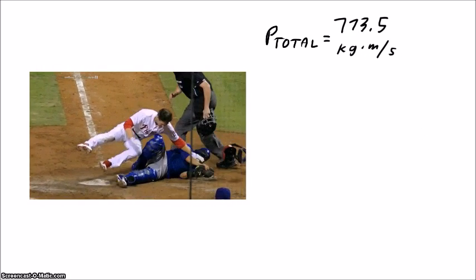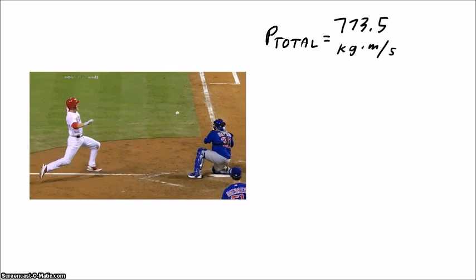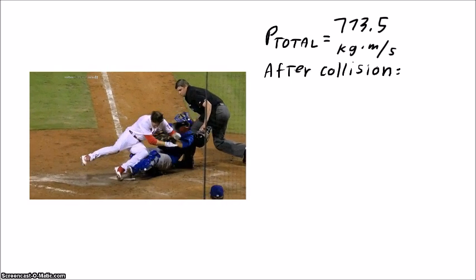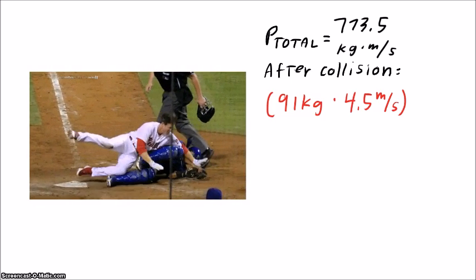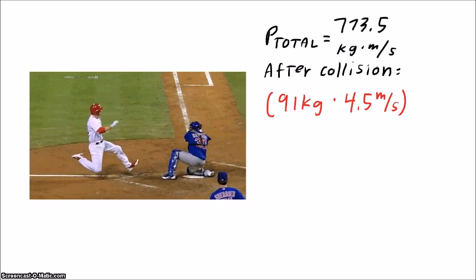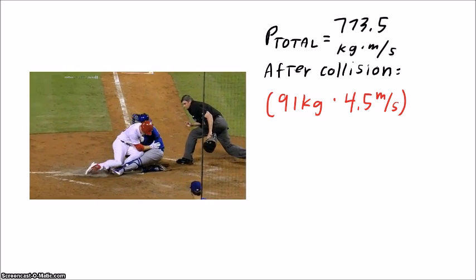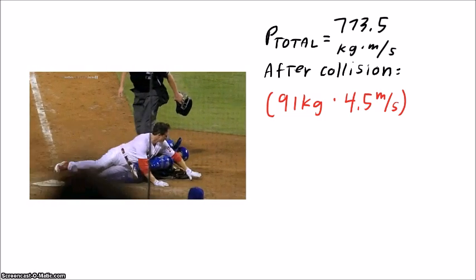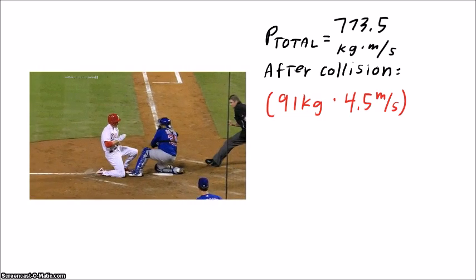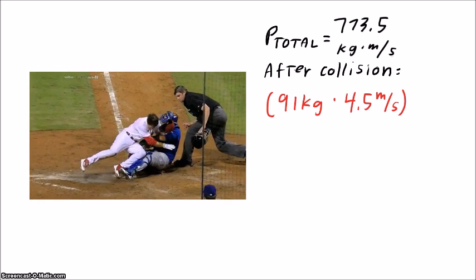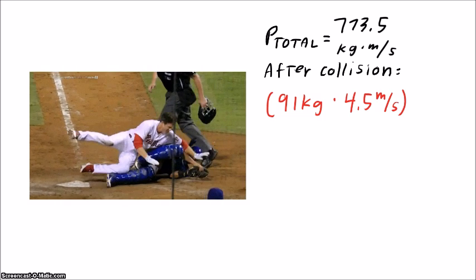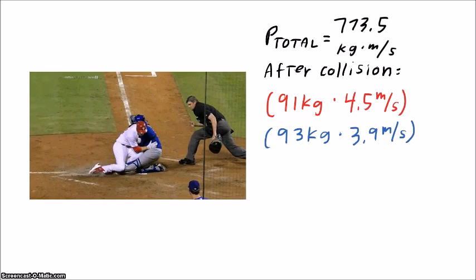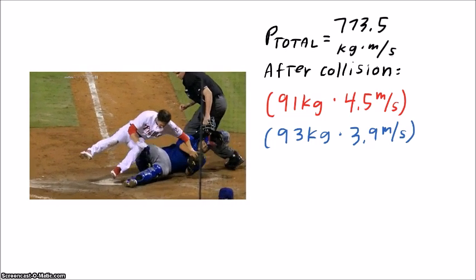Let's see if after the collision, our momentum is the same, because that's what the law of conservation of momentum says should happen. So after the collision, our 91 kilogram guy in the red hat is moving 4.5 meters per second. You can see he's slowed way down, right? You can see this in the slow motion action replay. You can see this in real life. After he's hauling it, he just boom, collides and slows way down. Now, the other guy, the catcher, his 93 kilogram mass actually moves. It speeds up. It goes from 0 to 3.9 meters per second.